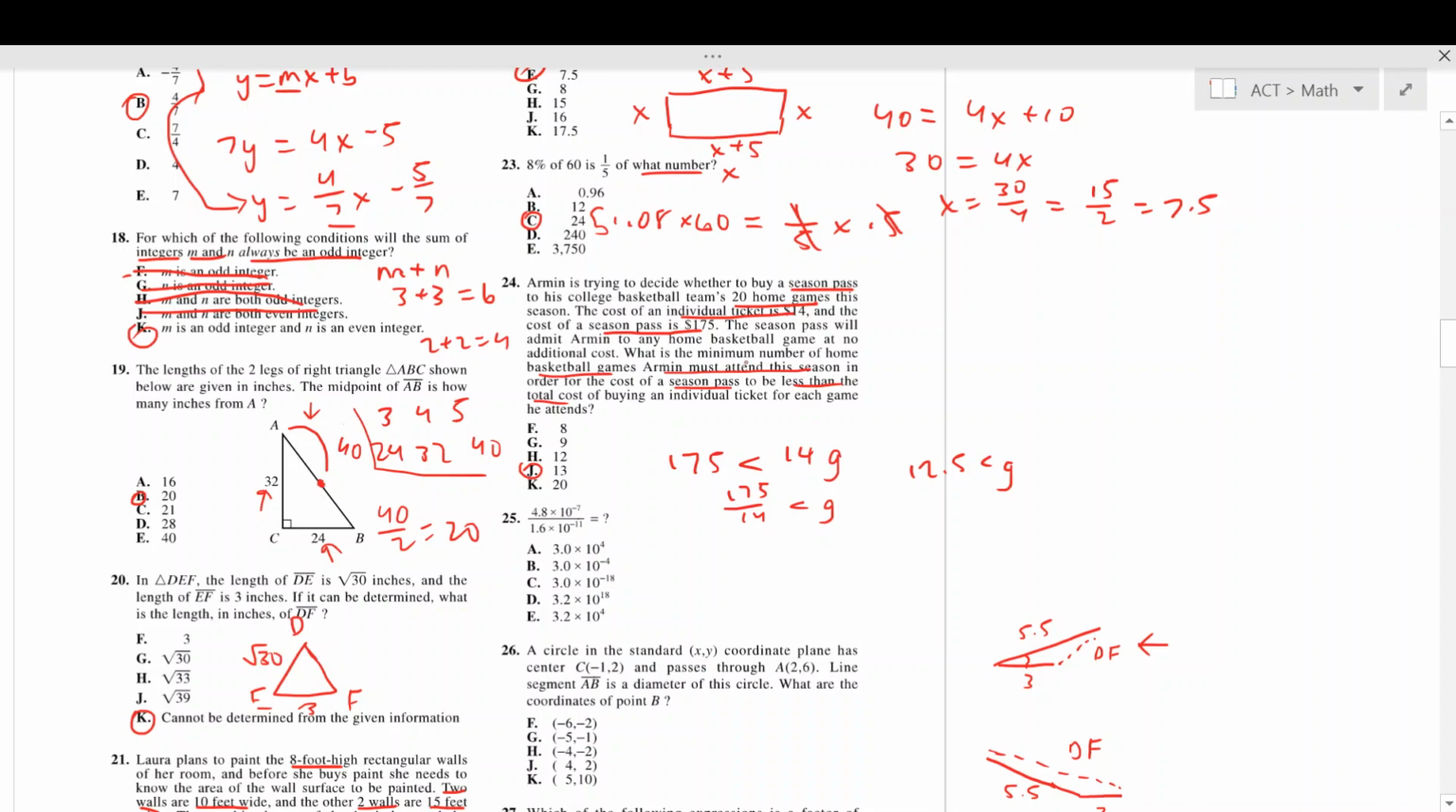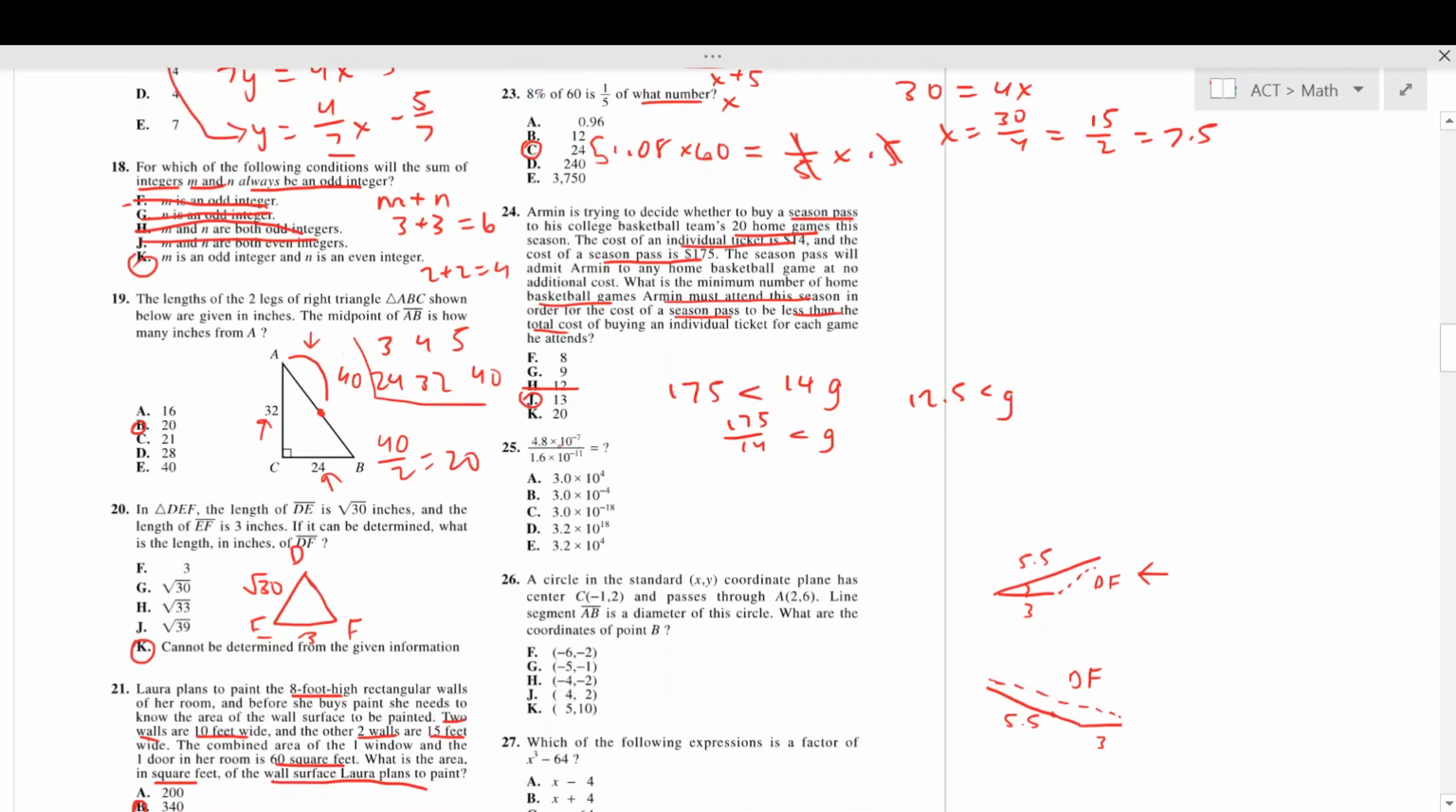And it says the minimum number of home games, right? So we want the minimum integer greater than 12.5, right? So 12 is not greater than 12.5, so we can't choose that. 13 is greater than 12.5, and it's the least integer that's greater than 12.5, so 13 must be our answer.